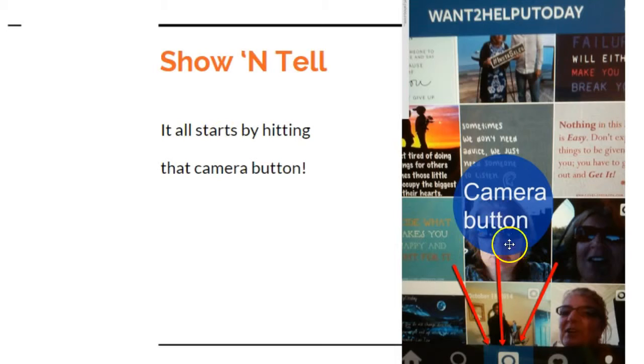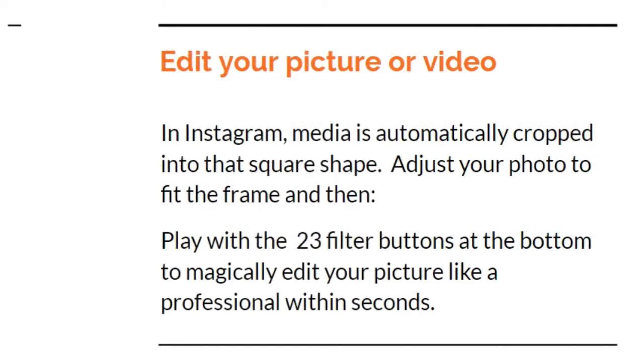So here you see the camera button, and that's where you're going to start, by hitting that button. In Instagram, all of your media is automatically cropped into that square shape. Instagram recently made a change: you're able to do a landscape mode, which is new. There are also, I took the time to count them this week, a total of 23 filters at the bottom. Those filters are going to magically edit your picture so that you can look like a professional.